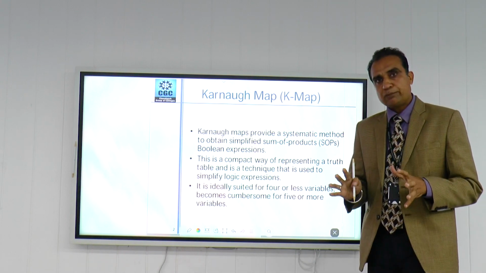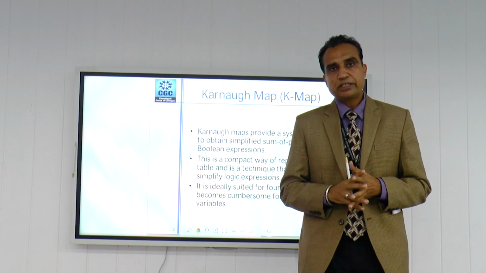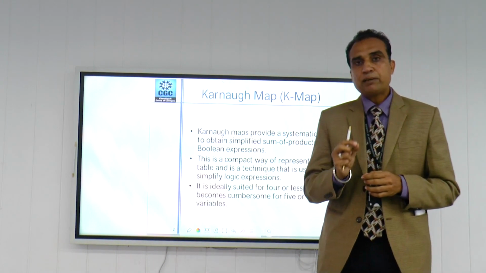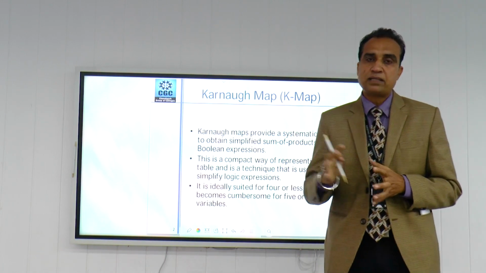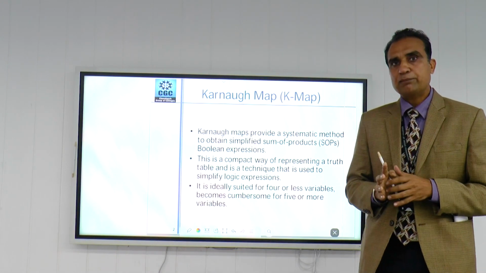Now, in case of K map, how many variables should be in the equation when we use the K map? If there are 4 or fewer variables, the K map is the best way to solve the Boolean expression. As the number of variables increases, it is difficult to handle it with the help of a K map.